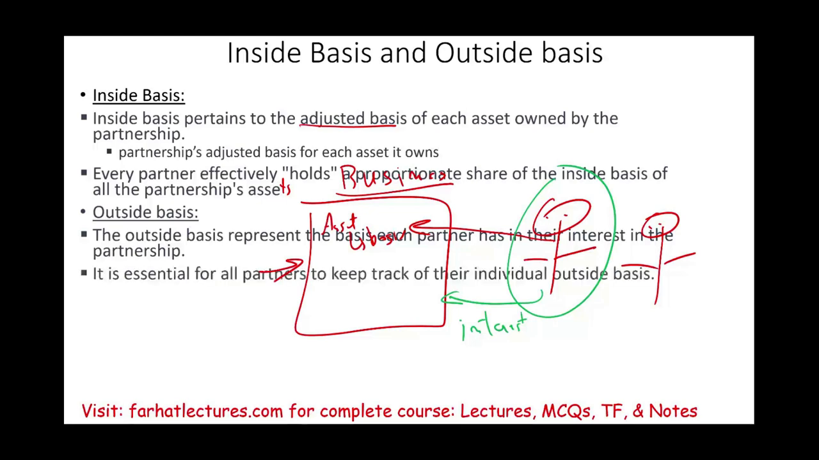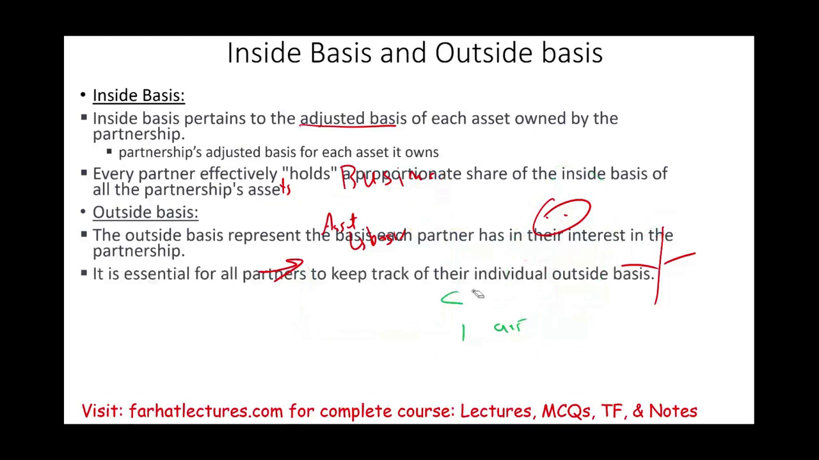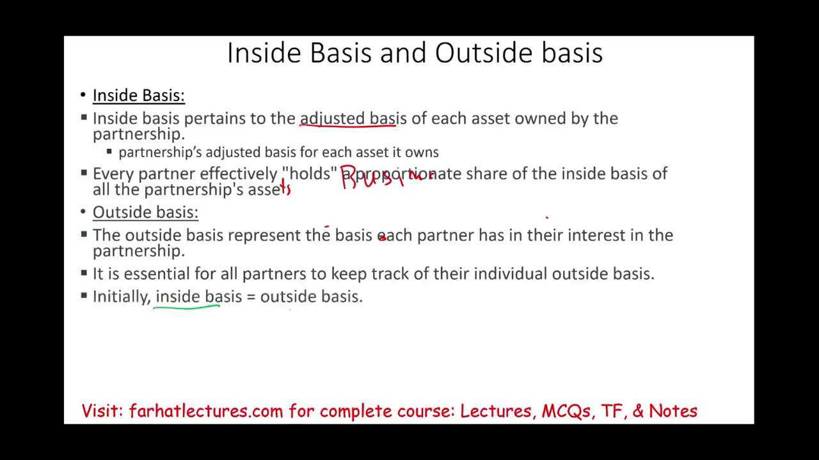Now, it's very important that the partners keep track of their individual outside basis. Initially, when the partnership is formed, the inside basis equals the outside basis. So whatever assets you contributed, it has an adjusted basis and you own part of those assets. So initially, the inside basis equals the outside basis. Then the inside basis and the outside basis might differ down the road. Why?